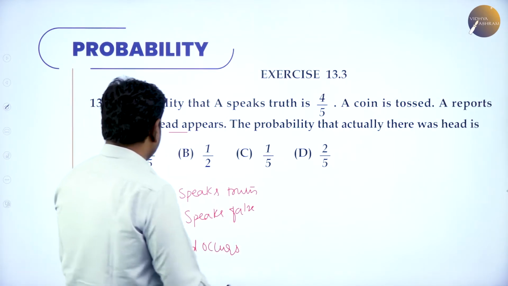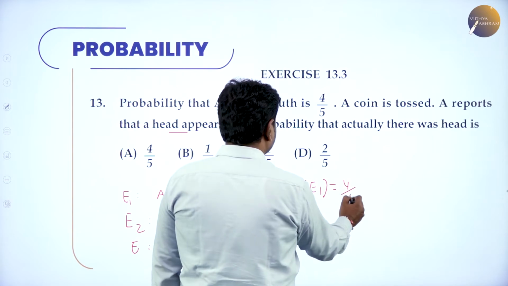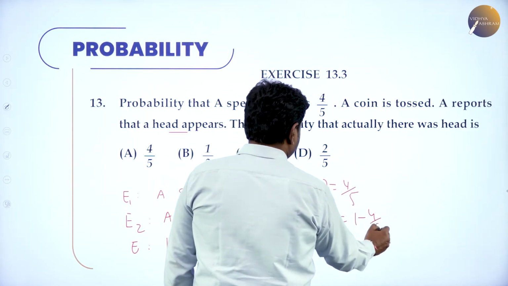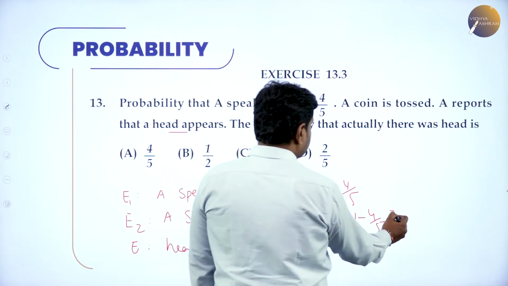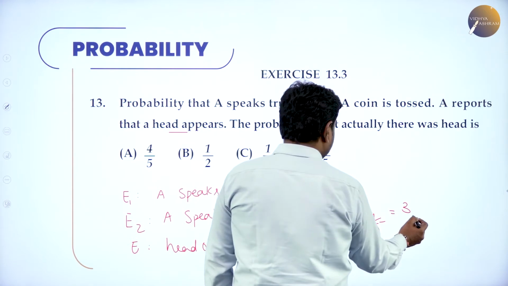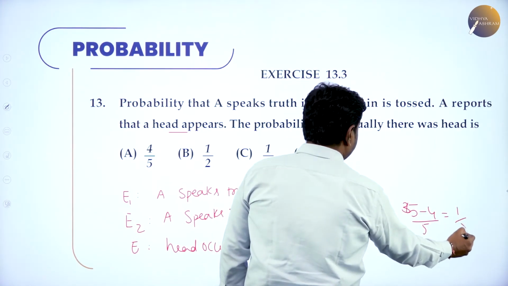Common event. What is P of E1? P of E1 they gave. What is P of E1? 4 by 5. What is P of E2? 1 minus 4 by 5. Means not speaking truth. 1 minus 4 by 5. P of E dash we can say. So that will be 3, 5 ones are 5 minus 4 by 5. That will be 1 by 5.